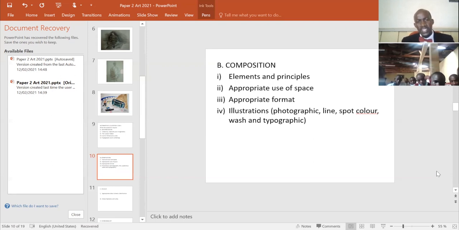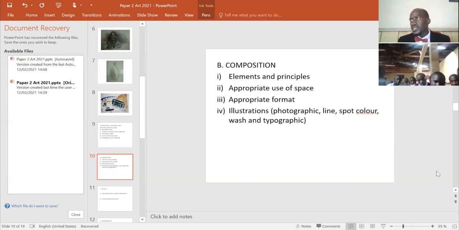Then again, just like painting and drawing, we have the use of space. Again, we have the negative space and we have the positive space. How well have you used the space there? You must be able to use three quarters of the space given, paying attention to the dimensions given.